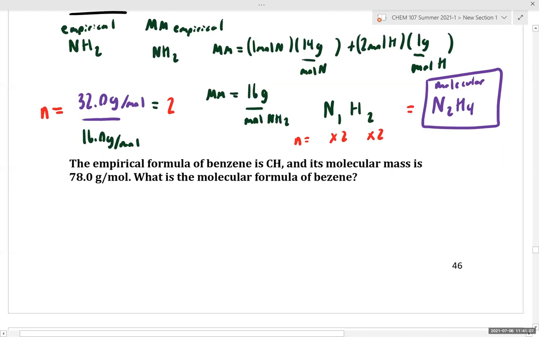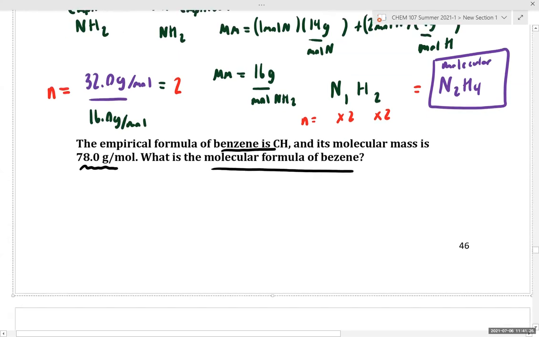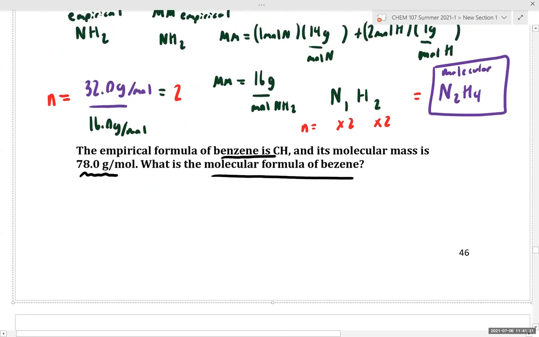And let's try to apply what we've learned to the following example. So we're given the empirical formula of benzene is CH, and its molecular mass is 78 gram per mole. And we're asked to calculate the molecular formula of benzene. So let's work through this example over the next 3 to 4 minutes. And then I'd like students to share their proposed responses in the chat, verbally, or annotated on the class whiteboard.